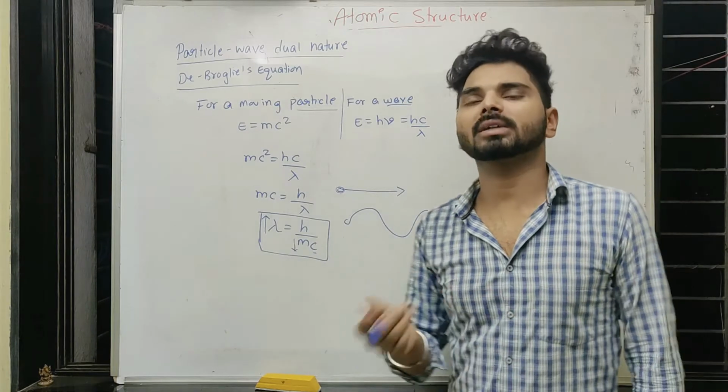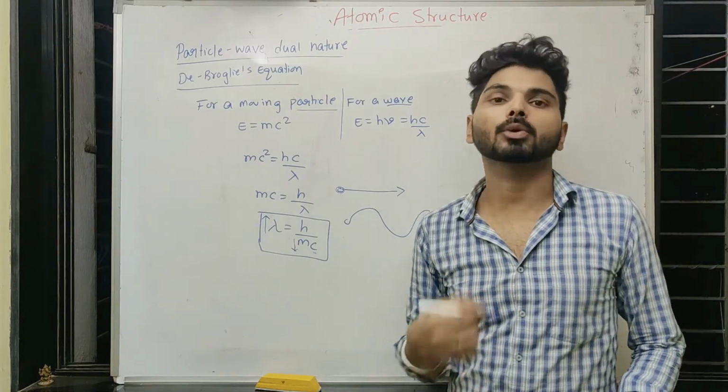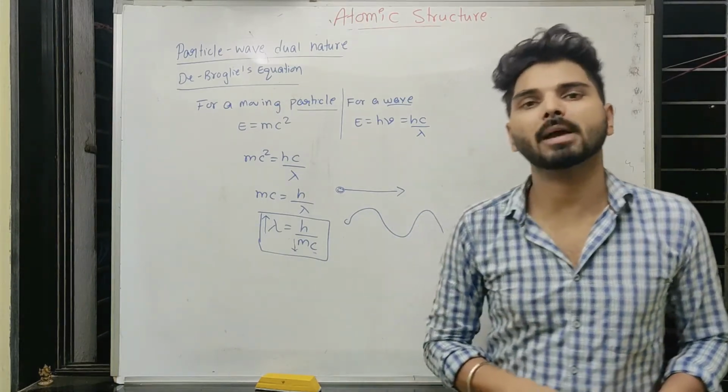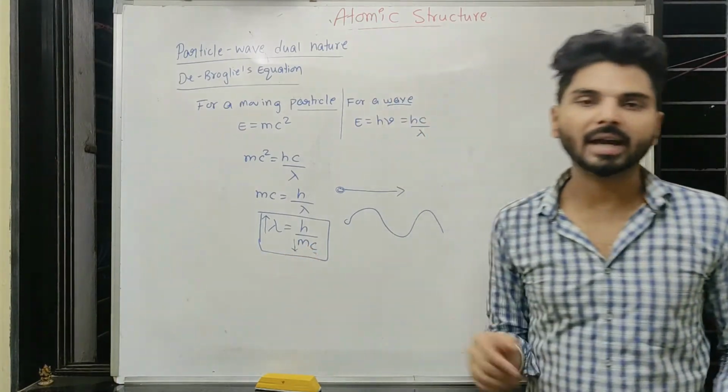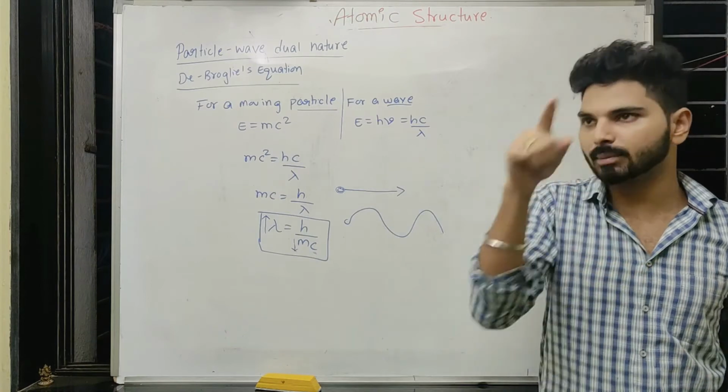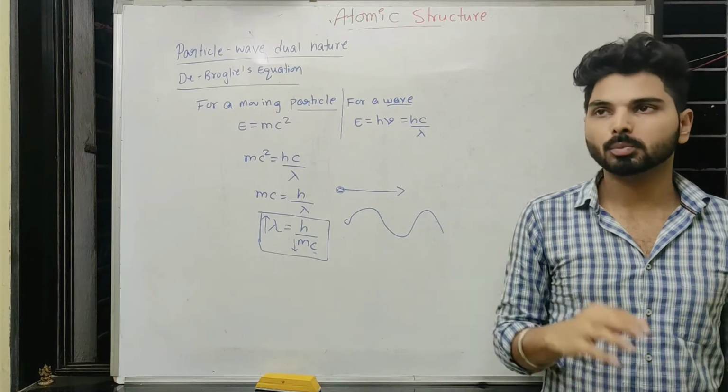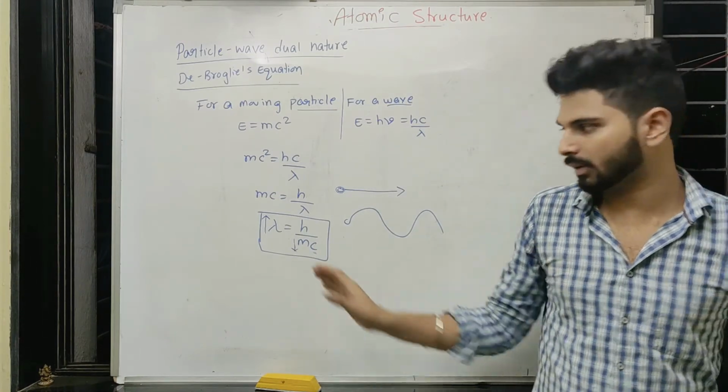If you go beyond that, like a proton or an electron, their movement won't appear like a particle, because they are moving with almost the speed of light, and at the same time the size is so small that their movement cannot be followed or observed. So they will appear like a wave.